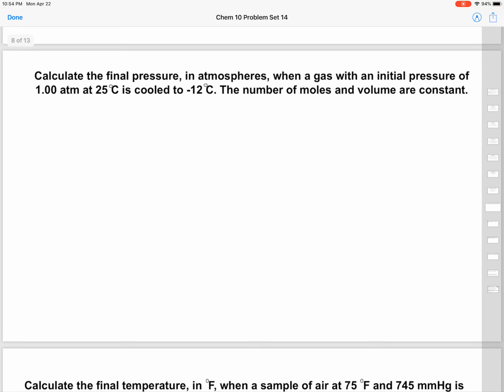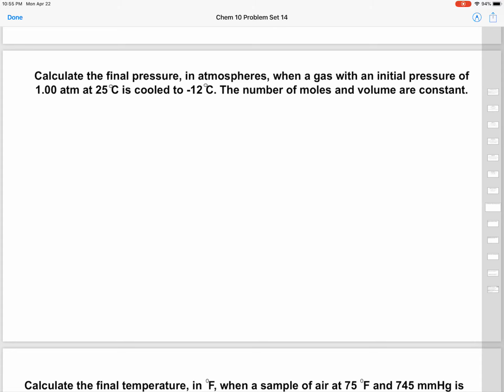All right, so let's check out our first question, which asks us to calculate the final pressure in atmospheres when a gas with an initial pressure of 1.00 atm at 25 degrees Celsius is cooled to negative 12 degrees Celsius. The number of moles and volume are constant.